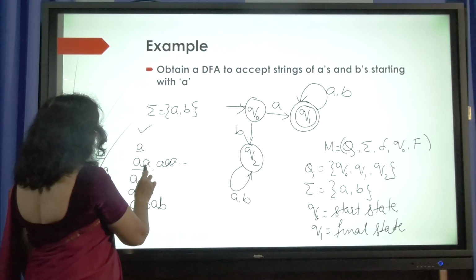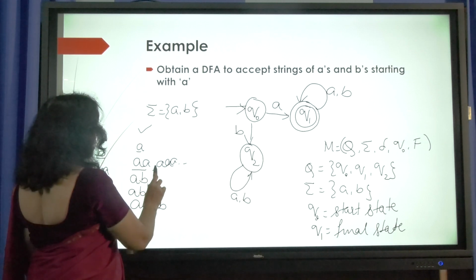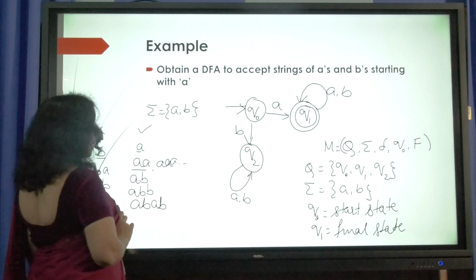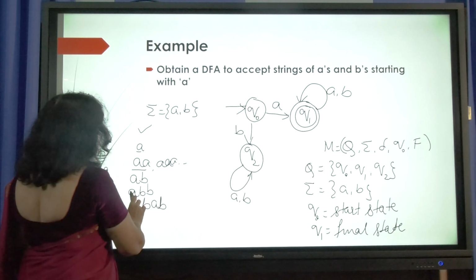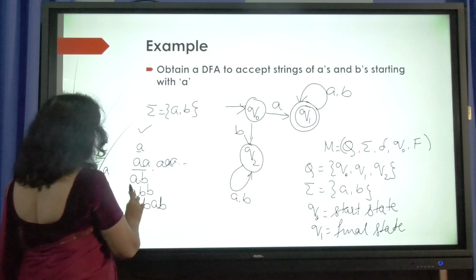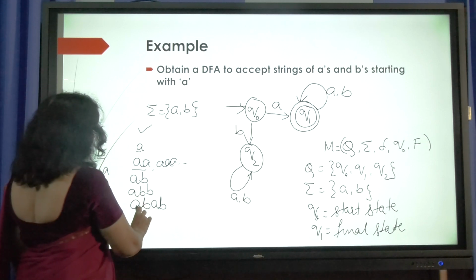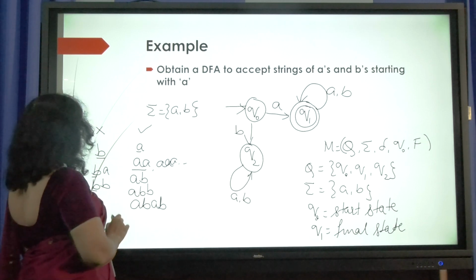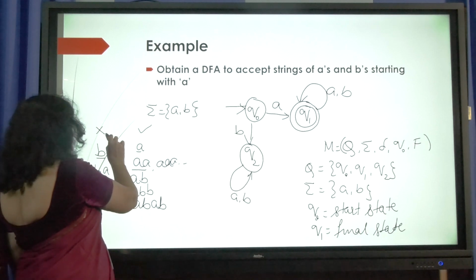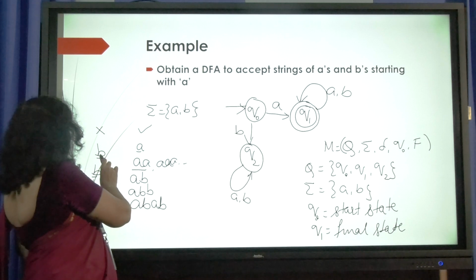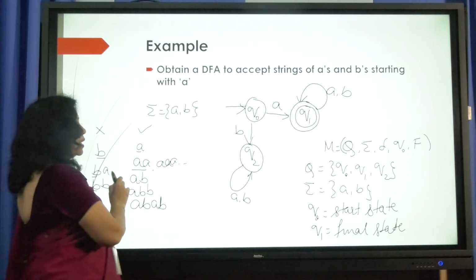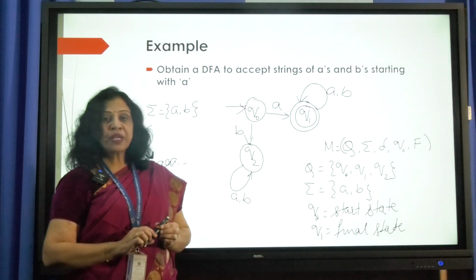Now let's see AA. This also starts with A. Triple A starts with A. AB starts with A. ABB also starts with A. BABB starts with B. Anything starting with B is not accepted. So B, BA, BB, these strings should be rejected.